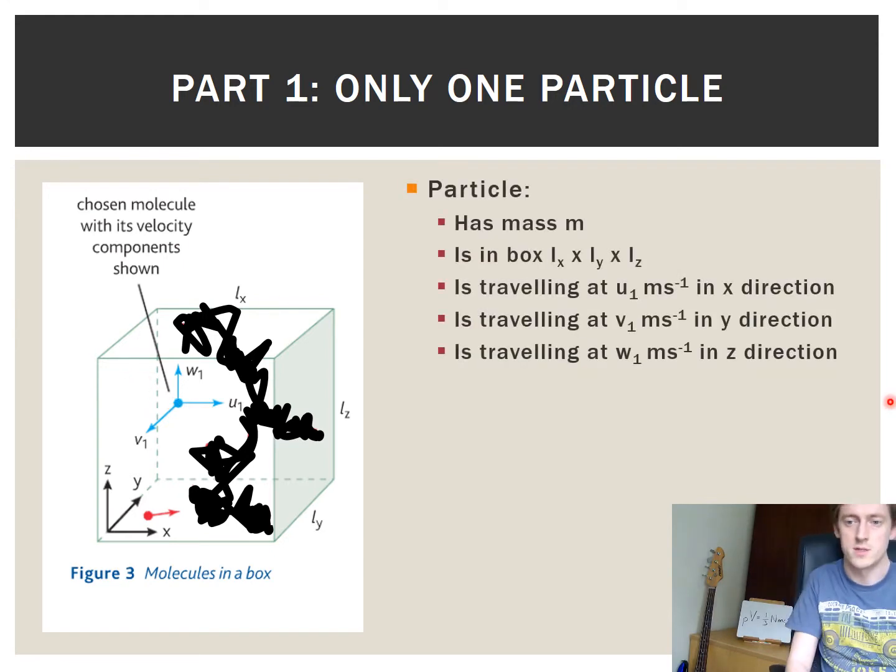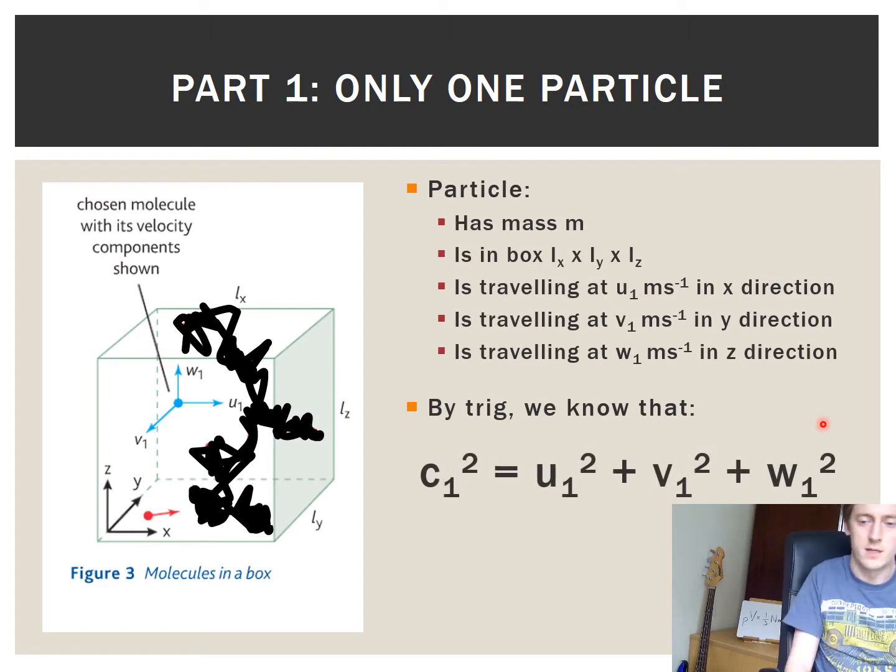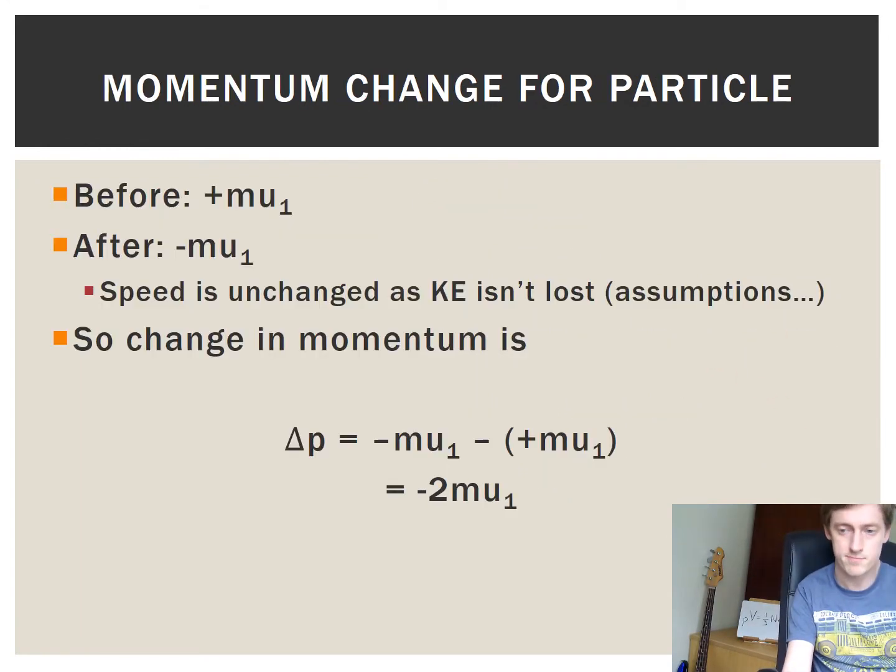There we go, so there's our situation. It's got a mass of m, it's in a box Lx by Ly by Lz, and we've already talked about those directions. It turns out that using trigonometry, or Pythagoras I suppose would be a better way of describing that, the square of the speed is equal to the sum of the squares of its components. You've seen that a lot in 2 dimensions. It's also true in 3 dimensions.